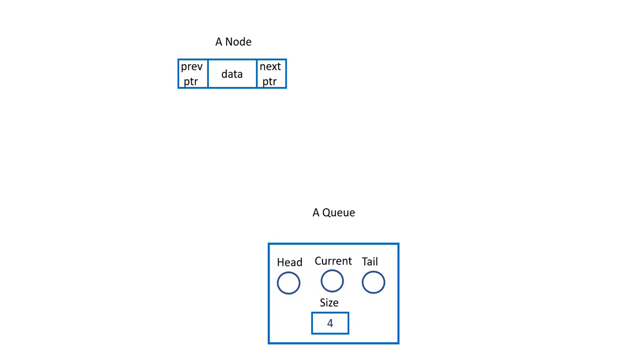Unlike stacks, where each node only knows who's next, in a queue each node knows who's previous and who's next. And a fully functional queue that has all the bells and whistles knows where the head of the queue is, where the tail of the queue is, which one I'm dealing with currently, and what the size of the queue is.